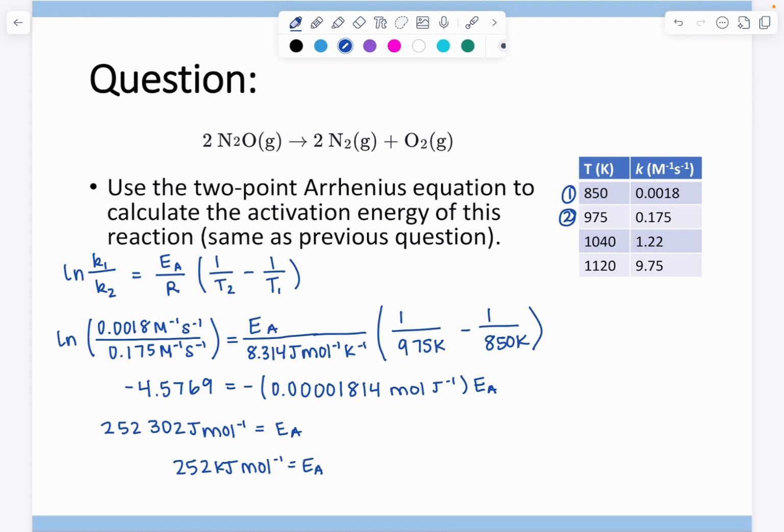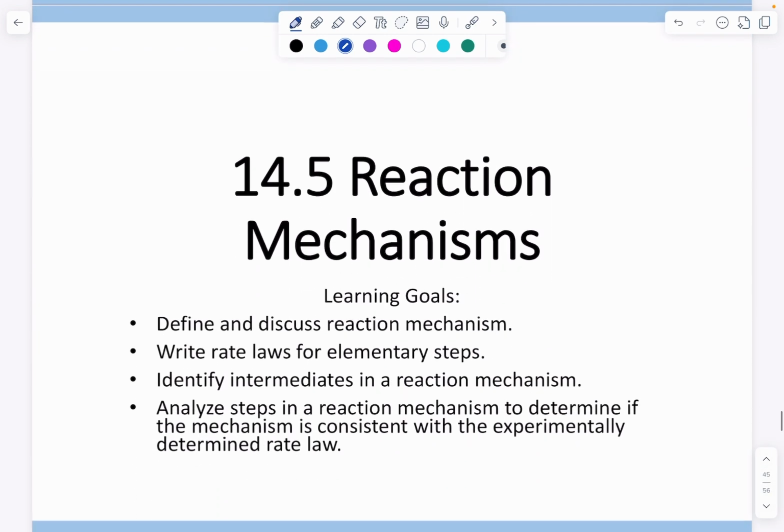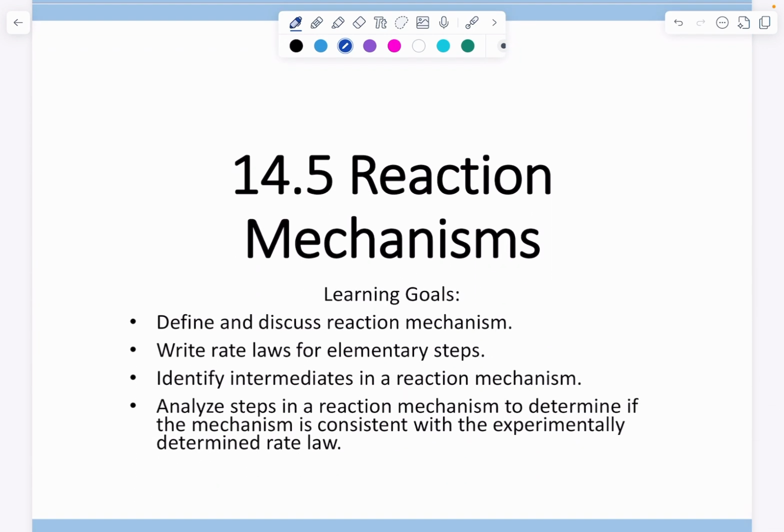So the next section, if you need a break, take a break now. We're moving to 14.5, reaction mechanisms. Here we'll define and discuss what a reaction mechanism is. We will write rate laws for elementary steps, identify intermediates, and determine if a reaction mechanism is consistent with the experimentally determined rate law, given some info.